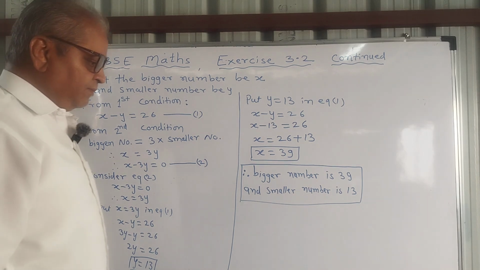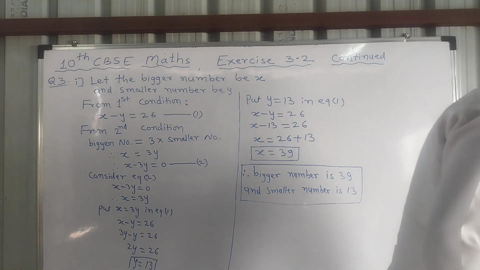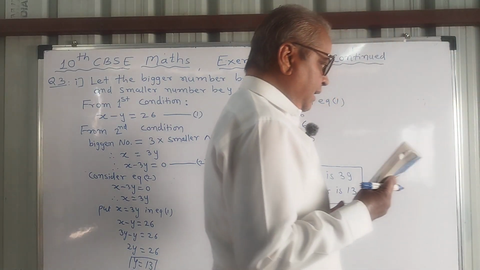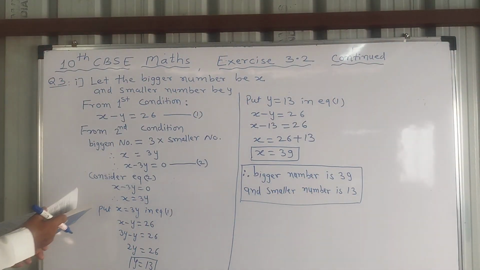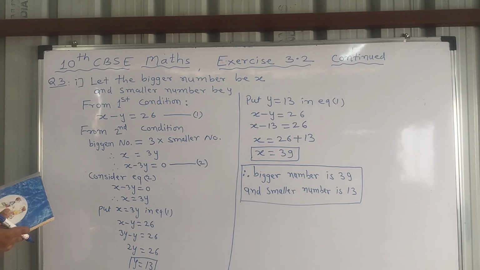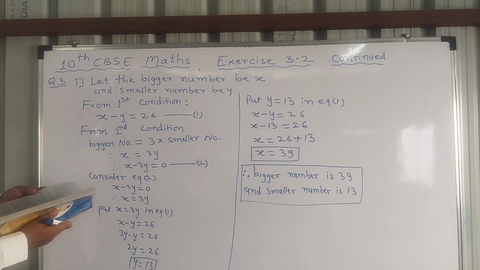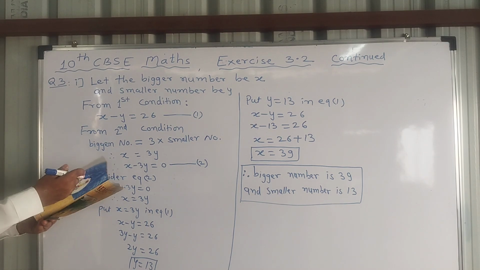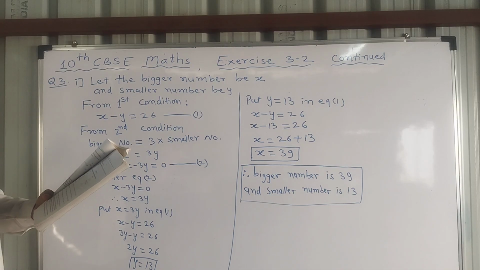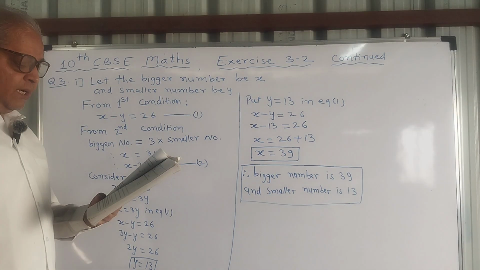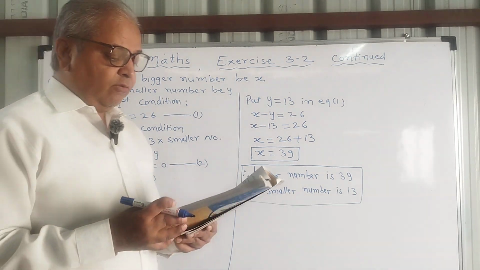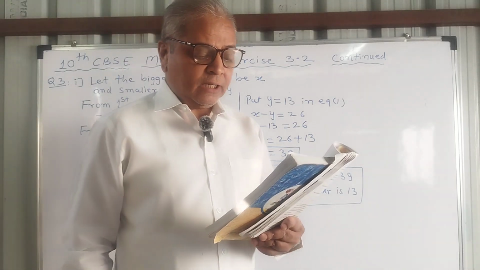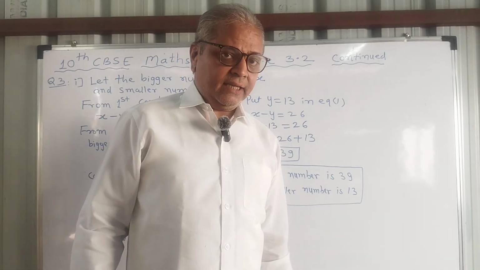So what is that question? The difference between two numbers is 26 and one number is 3 times the other. So that is two conditions given in question number 1. So again I will read the question, sub question 1. The difference between two numbers is 26 and one number is 3 times the other, then find the numbers.